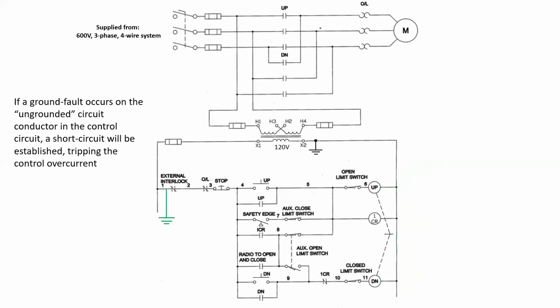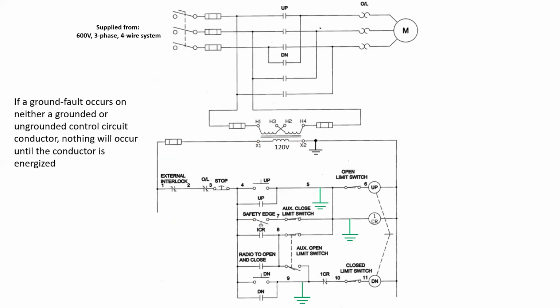If a ground fault occurs on the ungrounded circuit conductor in the control circuit, a short circuit will be established, tripping the control overcurrent device. So in this example, we would have a path back to the secondary side of my transformer, and the fuse should blow.